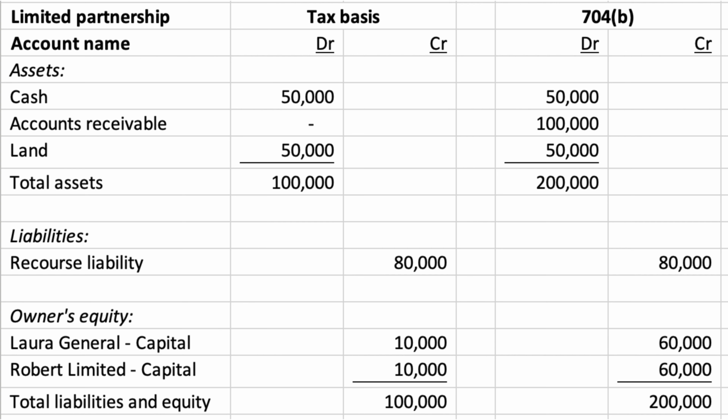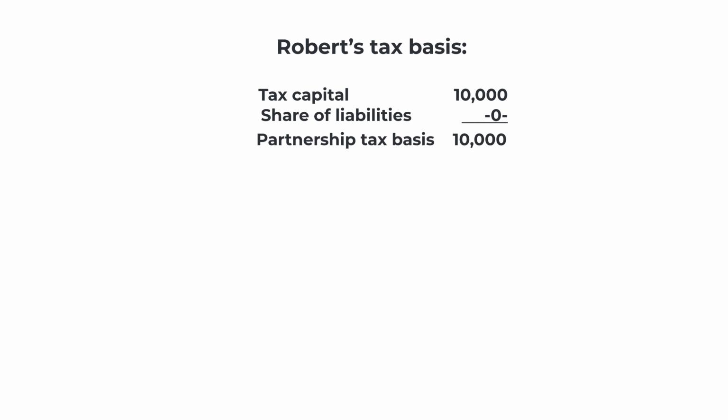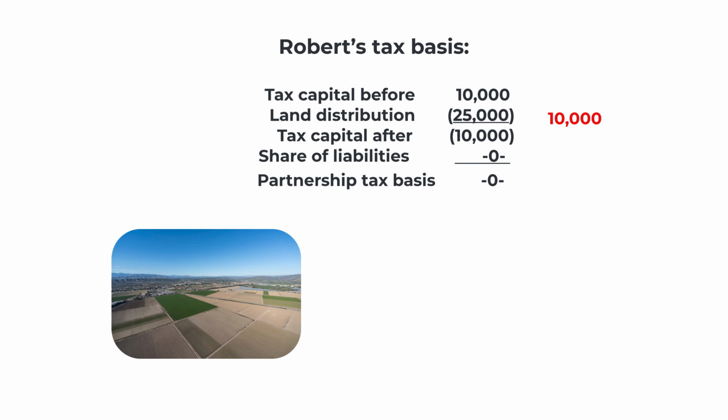Robert, on the other hand, only has $10,000 of tax basis in his partnership interest. His $10,000 of partnership basis transfers to the land, but $10,000 isn't enough to achieve carryover basis in the land. He reduces his tax basis in the partnership to zero, and now he has a $10,000 tax basis in the land, instead of $25,000 like Laura. There is no gain to either partner, but Robert ends up with a lower tax basis in the land and a zero tax basis in the partnership interest.